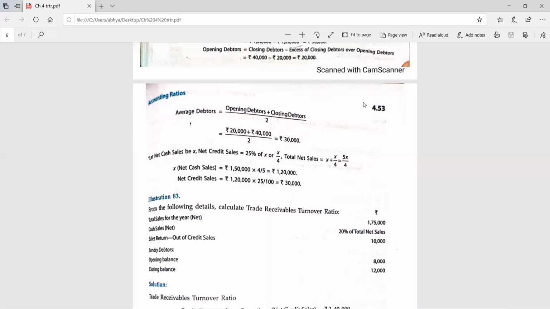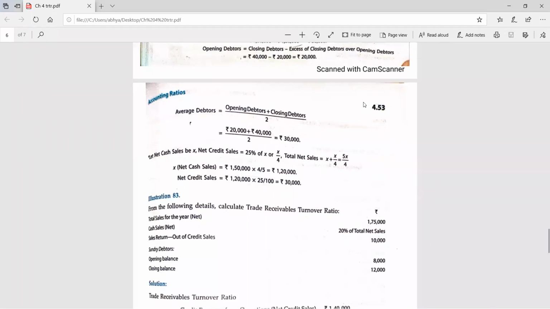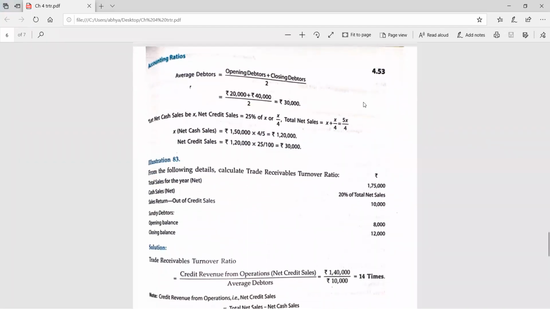Now, sundry debtors are given. Opening balance 8,000, closing balance 12,000. So opening plus closing divided by 2. 12 plus 8 divided by 2. 20 divided by 2, which is equal to 10,000. So now answer.